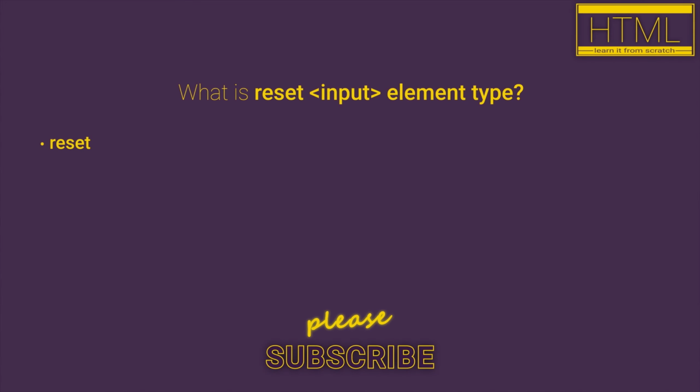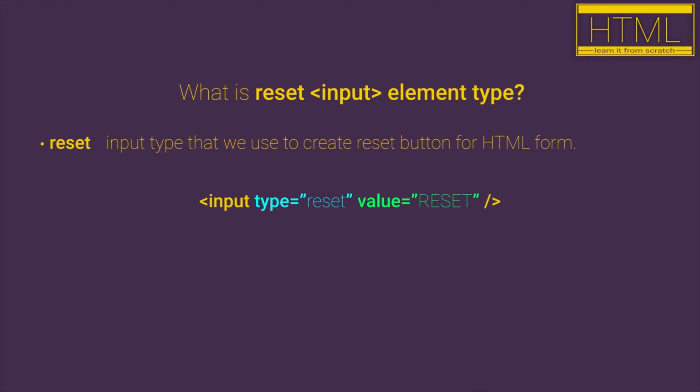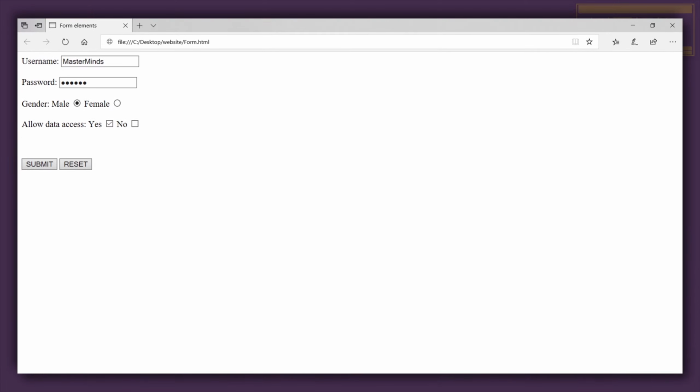Reset input type is input type that you use to create reset button for our HTML form. Reset button is type of button that we can use inside of our HTML form so user can click on it and all values from our HTML form will be cleared or set to initial values.